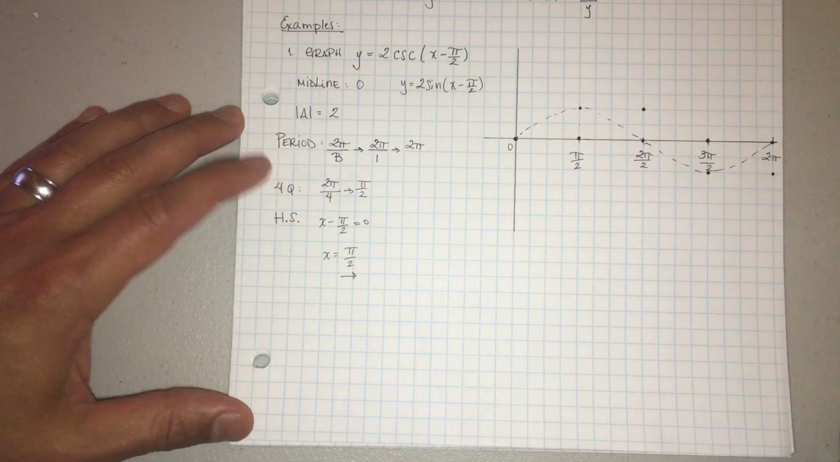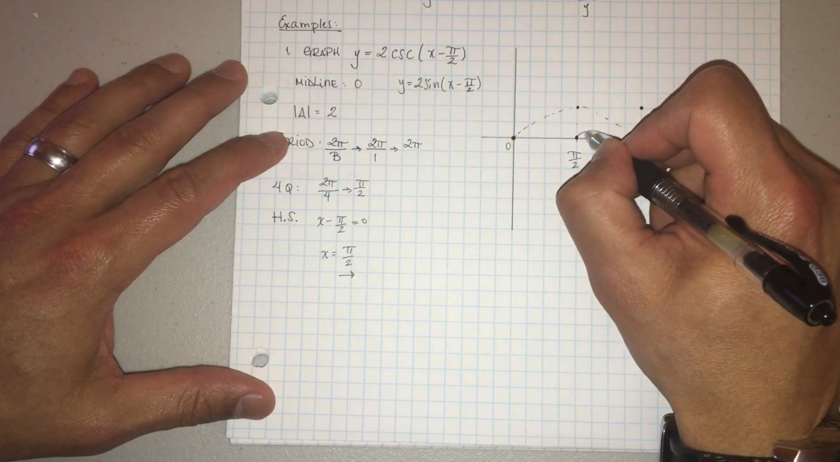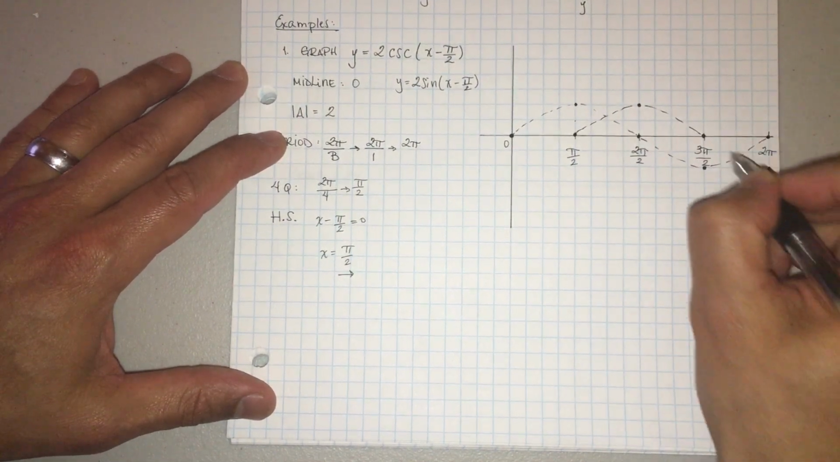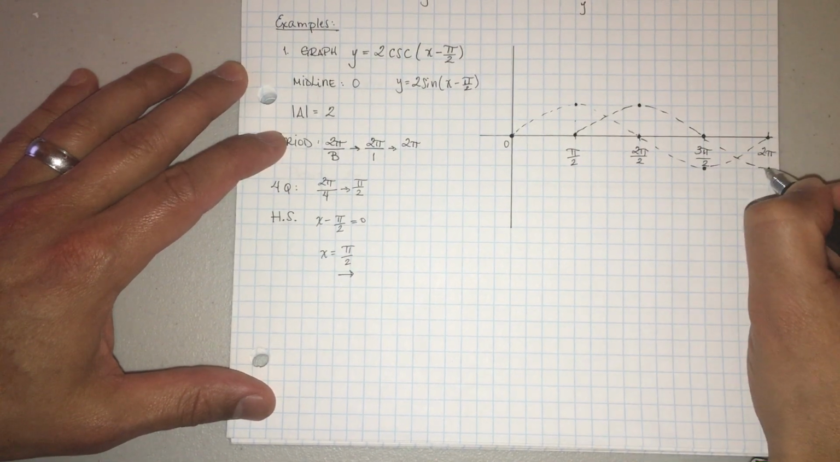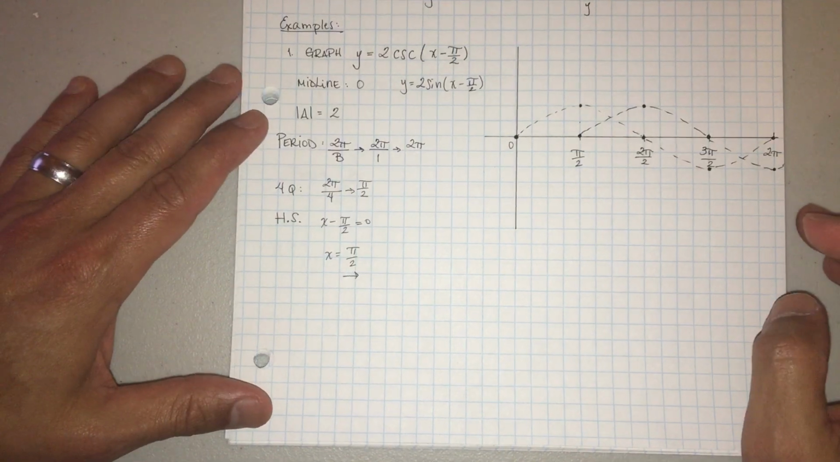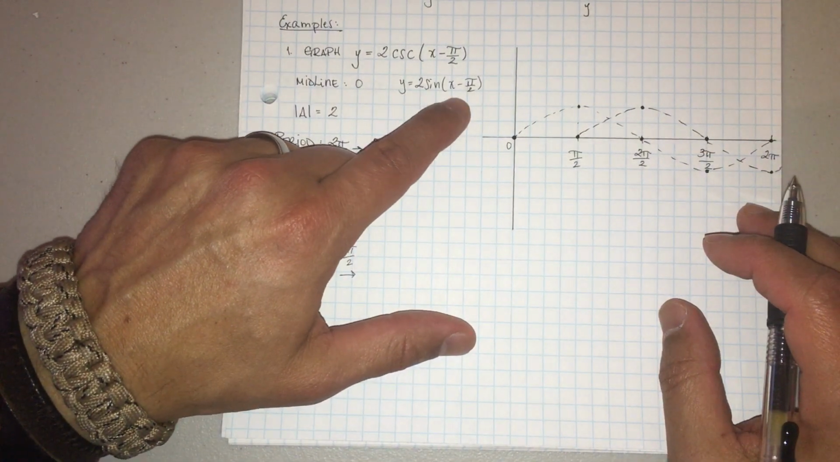And I ran out of room. But that's okay. So we're going to do this guy here. Get down. And here. And then it would continue up. But I ran out of room. And that's okay. So that's my graph. That's my graph of y equals 2 sine of x minus pi over 2.